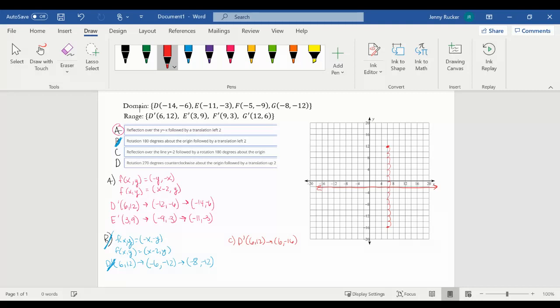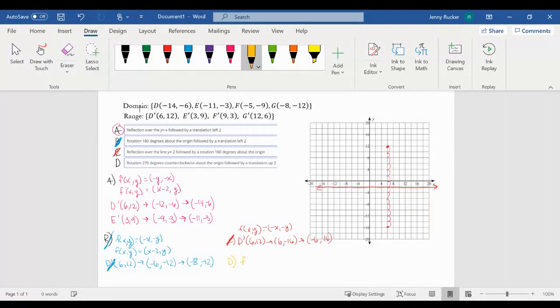And then rotate that 180 degrees. That's the function rule f of x, y equals opposite of x, opposite of y. So that's going to go to negative 6, positive 16. And that does not get us back to D. So this choice is not a series of transformations that will map our range back onto our domain. Let's take a look at our last option. Option D of rotate 270.